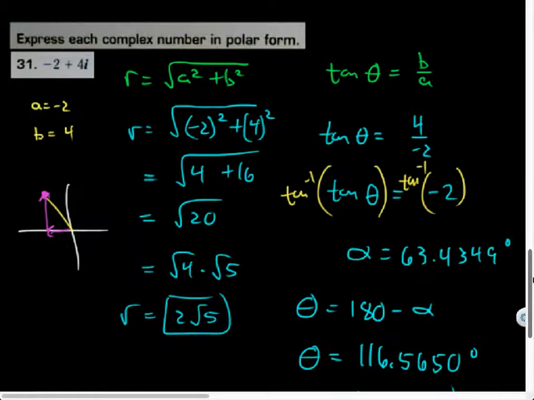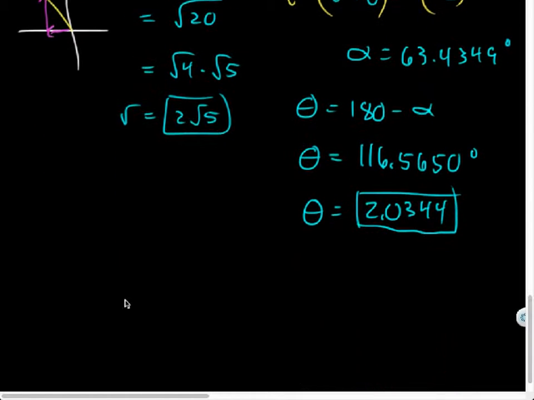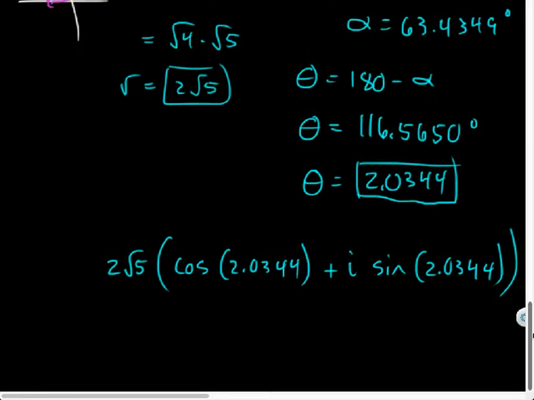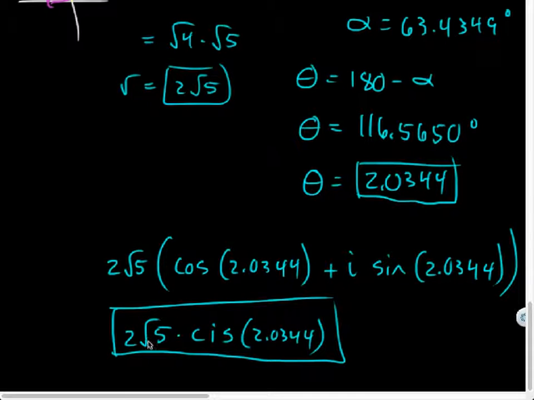It says express each complex number in polar form. So what does this mean in polar form? That means 2 square roots of 5 multiplied by the cosine of 2.0344 plus i times the sine of 2.0344. So this is polar form, or you can use the nice little shorthand: 2 roots of 5 multiplied by the cis, the cosine i sine, of 2.0344, if you're a fan of shorthand abbreviations. There you go.